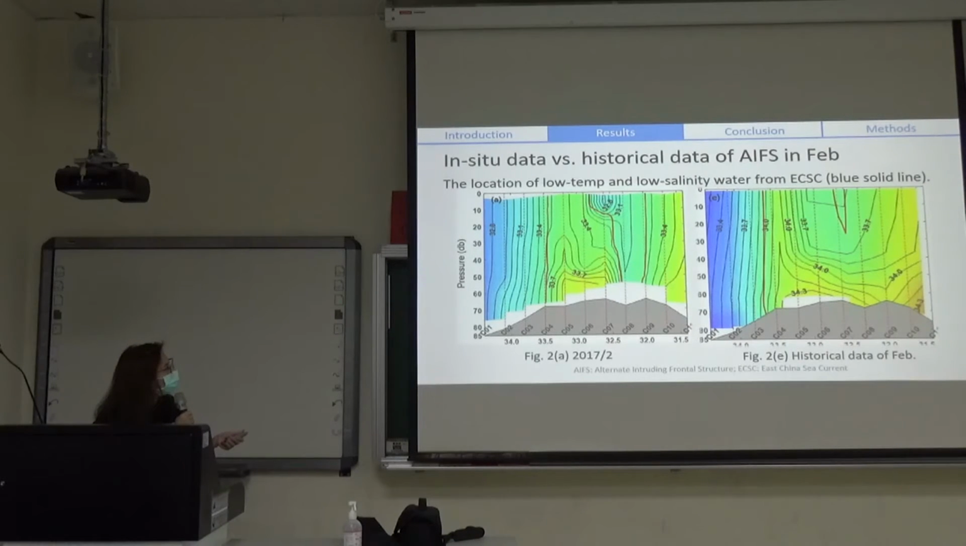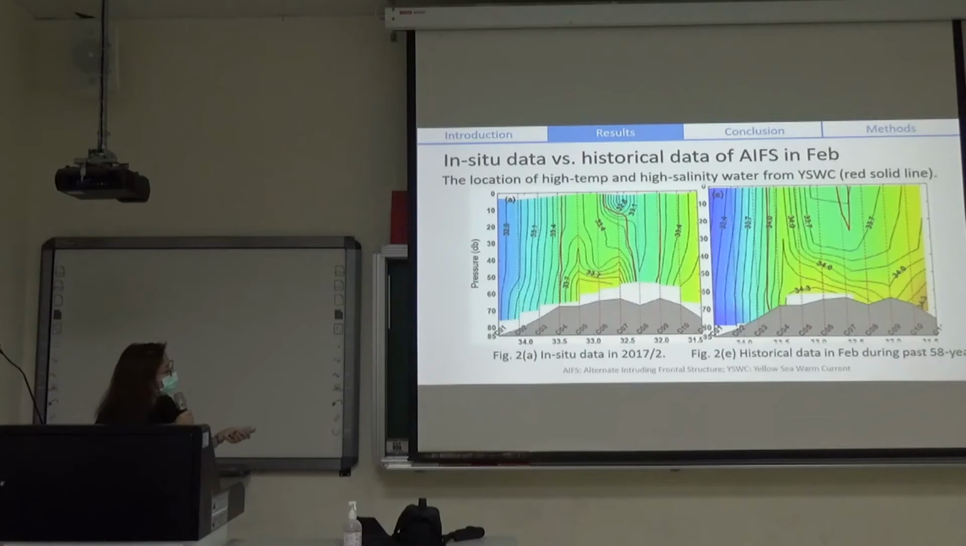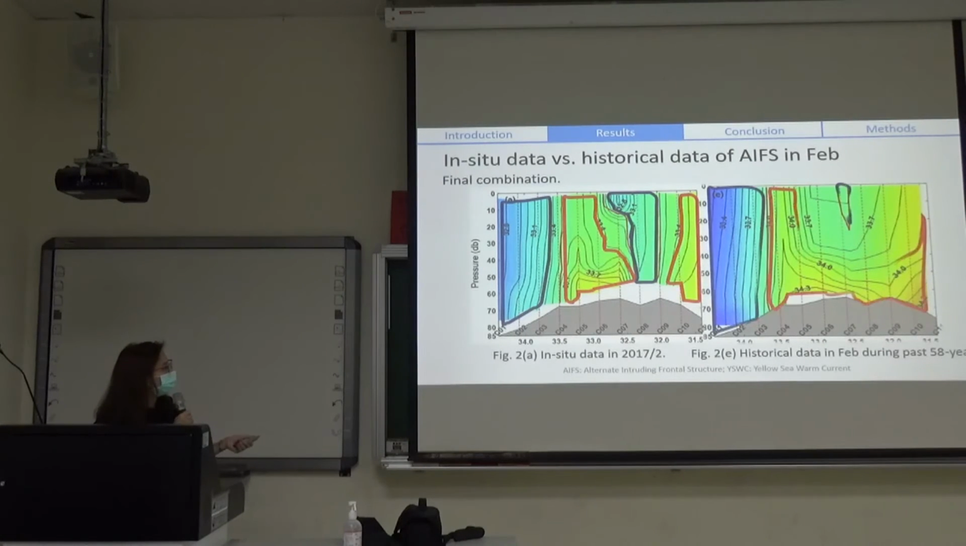And so we have marked the low temperature and low salinity water location as the blue solid line shows. And here, these slides are the same as the previous slide, but the difference is we mark the high temperature and high salinity water. So the combination of the previous 2 slides is as here. We can clearly see there is the intruding frontal structure of the whole water column in February.